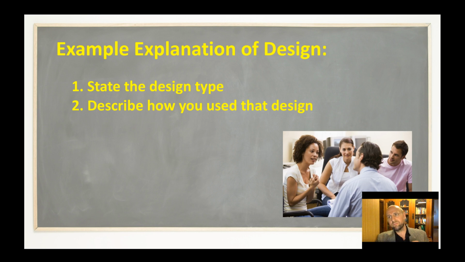And the description is really important because the examiner and the reader needs to know that you're using the term correctly. So if you just say independent samples and you don't tell us what you did, well then there's no way we can actually know if you really did an independent sample or not. So you have to describe how you use that, and then again saying why you used it.